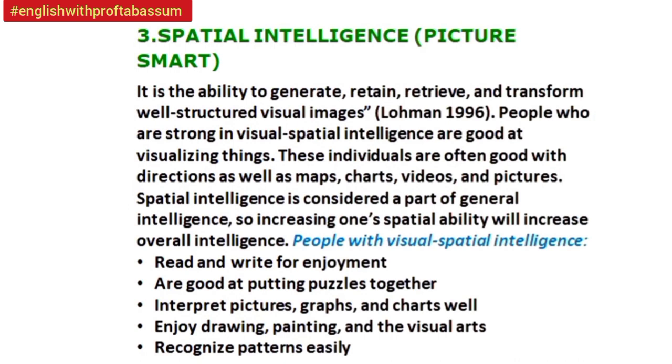So when you have this type of intelligence, you are able to generate, retain, retrieve, and transform well-structured visual images. It means you are able to remember images very strongly. You are able to visualize and imagine things. You are very good at making maps, charts, videos, and pictures. Now, this intelligence is also called general intelligence because it's common among people to visualize things. But some people have this very strong.